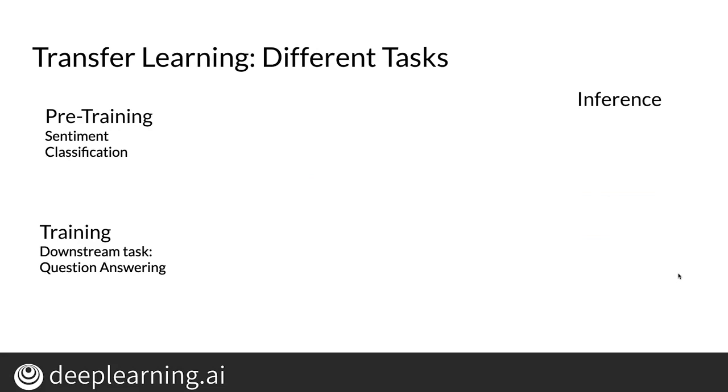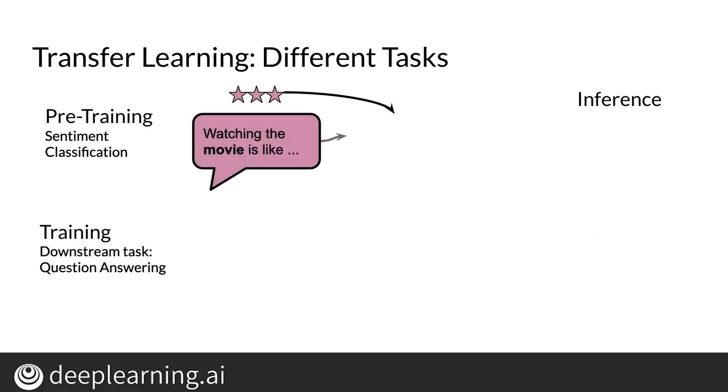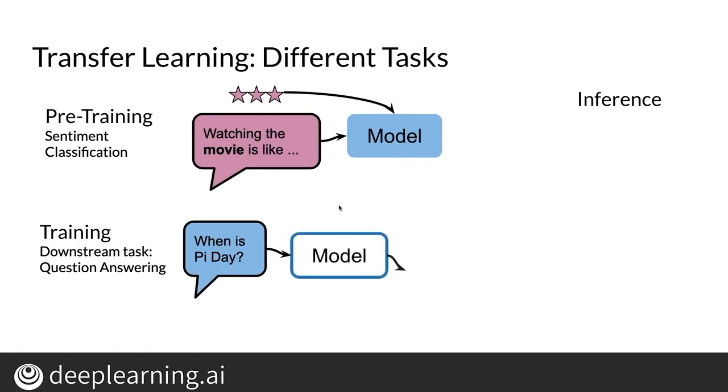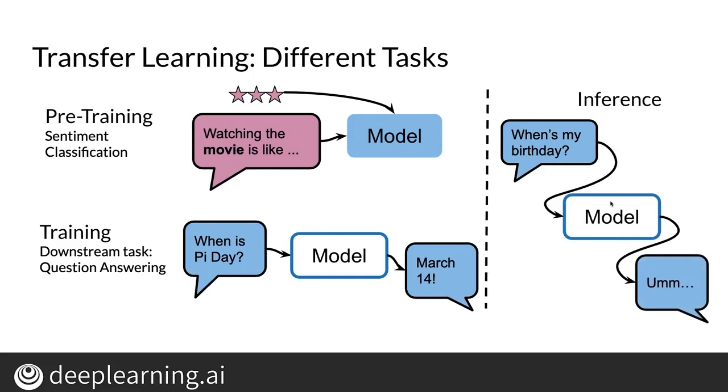So you can also use transfer learning on different tasks. This is another example where you feed in the ratings and some review, and this gives you sentiment classification. And then you can train it on a downstream task like question answering, where you take the initial weights over here and you train it on question answering. So when is Pi Day? And the model answers March 14th. And then you can ask the model the same question, when's my birthday over here? And it does not know the answer. But this is just another example of how you can use transfer learning on different tasks.